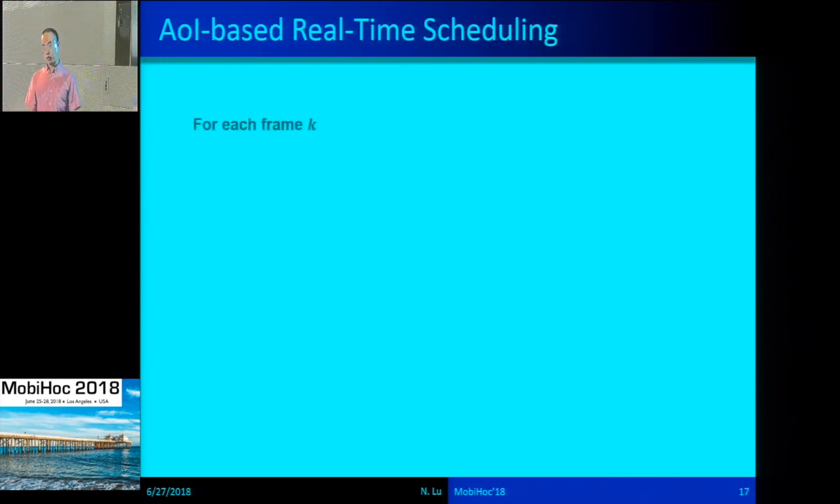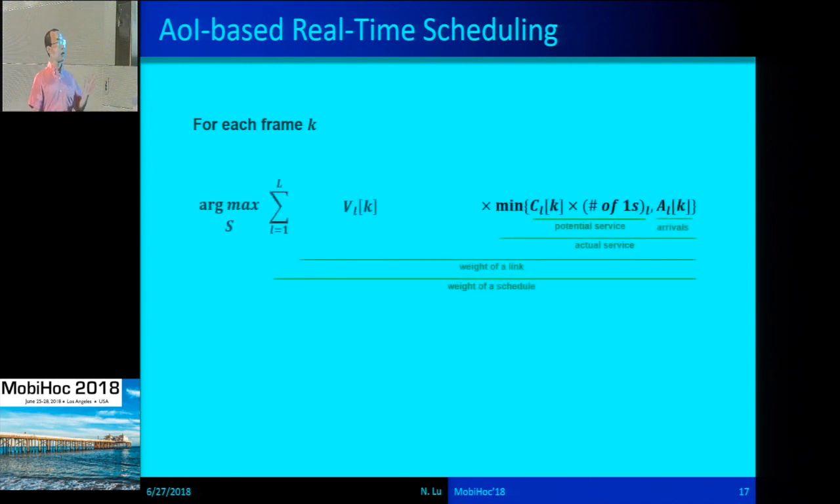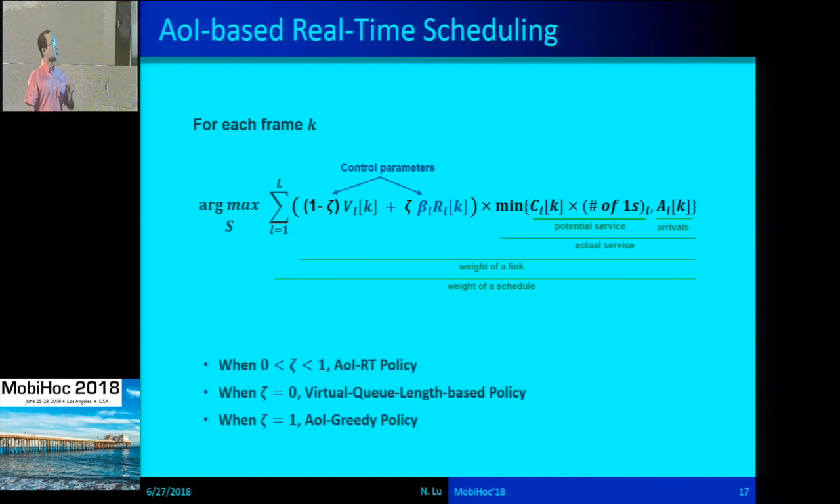This is AOI-based real-time scheduling in each time slot of each frame k. It is the traditional MaxWeight, but we introduce the AOI of each link. The actual service is now weighted by a linear combination of the virtual queue length and the age of the link, where zeta and beta are control parameters. When zeta takes 0, our policy becomes the virtual queue length based policy, the traditional MaxWeight policy, and we will show that it cannot provide a data freshness guarantee. When zeta takes 1, it becomes the AOI greedy policy, where we just minimize the AOI without considering the virtual queue length.